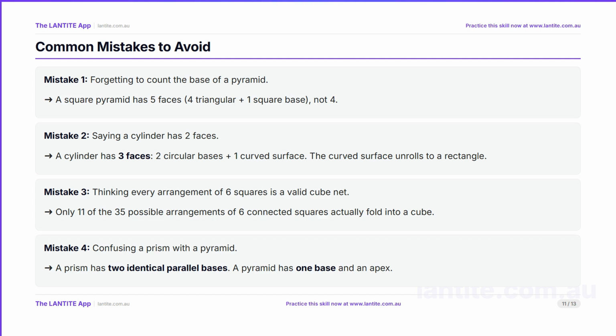Third, not every arrangement of 6 connected squares makes a valid cube net. Only 11 out of 35 possible arrangements actually fold into a cube. And fourth, do not confuse prisms with pyramids. A prism has 2 identical parallel bases connected by rectangles. A pyramid has just one base with triangular faces meeting at a point.